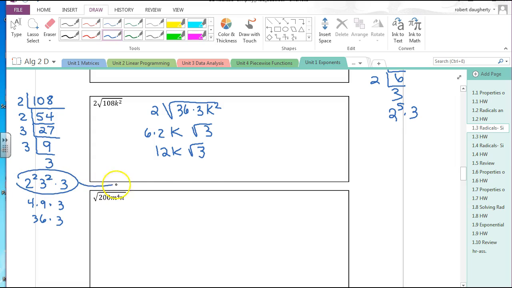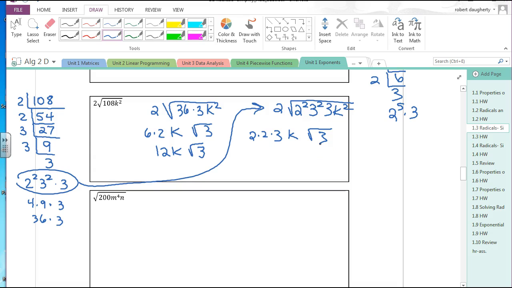Now you would get the same thing if you took this. So if you want to write everything like that, you would get the 2 times the square root of 2 squared, 3 squared times 3 times k squared. The square root of 2 squared is 2. Square root of 3 squared is 3. So you get 2 times 3 times k times the square root of 3. So that's going to be 12k square root of 3. Okay? Well, this is a 2 times this. Okay? So when the 6 came outside, 6 times 2 is the 12.